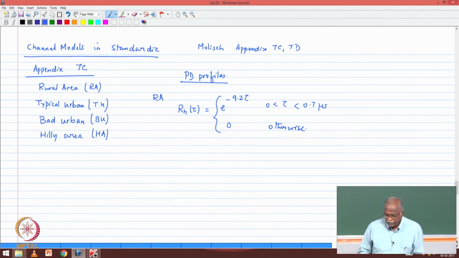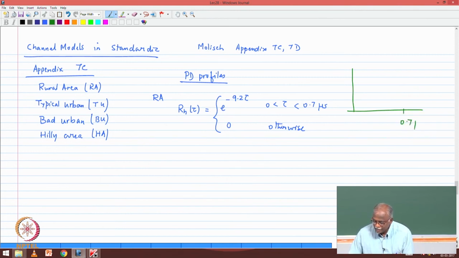Okay. Now, very important, sketch this. So, the outer limit is 0.7 microseconds, that means no multipath beyond 0.7 microseconds, and it is an exponentially decaying profile, and it decays very fast because the exponent is 9.2 times tau. So, this is 1, and then by the time it reaches 0.7, it decays to 1.6 into 10 power minus 3. So, that is the power delay profile.